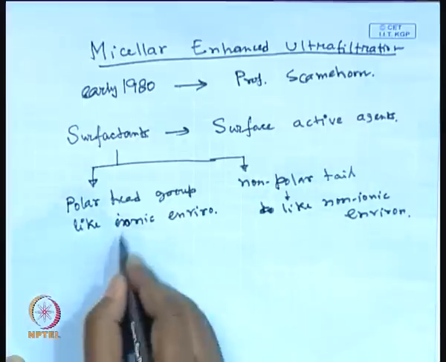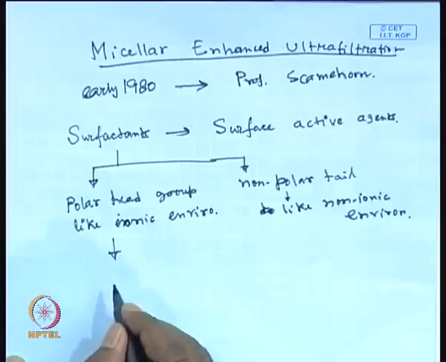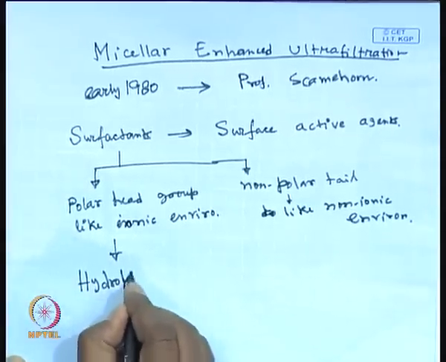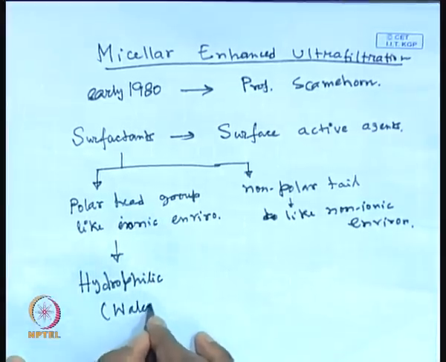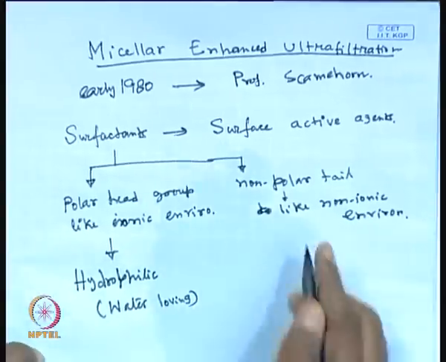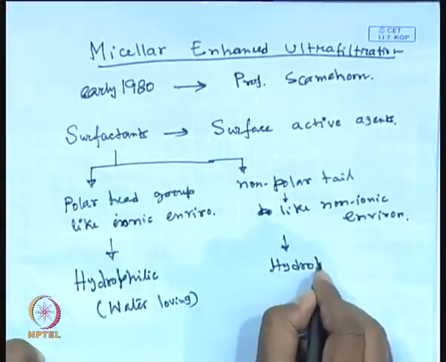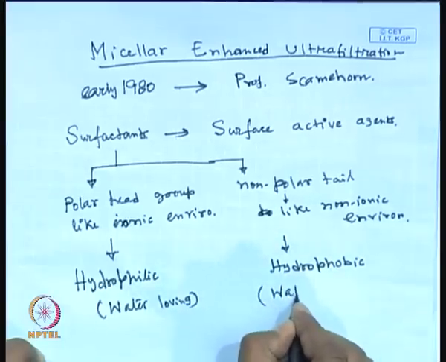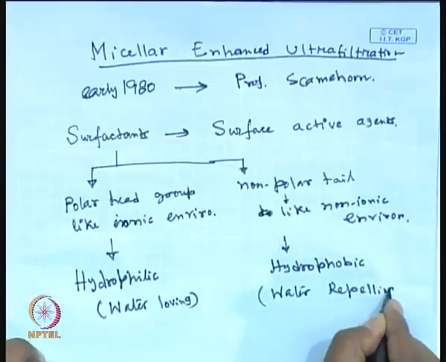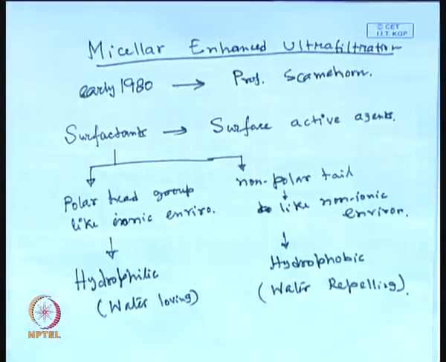On the other hand, you can say that these polar head groups are hydrophilic, water loving, and these non-polar tails are hydrophobic, water repelling. So, these are the typical characteristics of the surfactant. In fact, in the last class when we discussed cloud point extraction, if we put surfactants in an aqueous solution, the surfactant molecules will align themselves across the air water interface, pointing the hydrophobic tail towards the air and hydrophilic head towards the water. Now, there are three types of surfactants generally we can encounter.